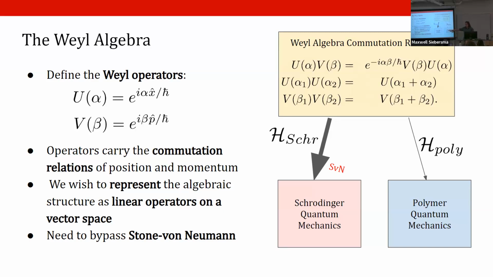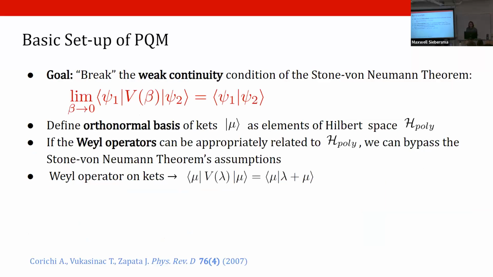What we want to do is find some different path that doesn't get sucked up into the Stone-von Neumann theorem, that gives us a completely different representation. So we're trying to find this narrow path. The way that past physicists did this is to break the weak continuity condition of the theorem. The theorem assumes that this limit is true for the Weyl operators. We get around it by defining this orthonormal basis labeled with real numbers mu. Because it's orthonormal, whichever real numbers are in it, the inner product, if they're different, is going to go to 0.